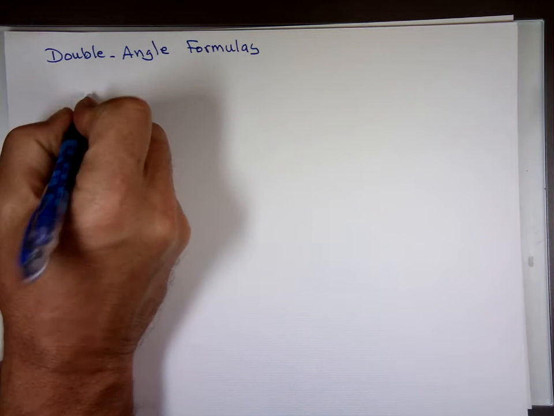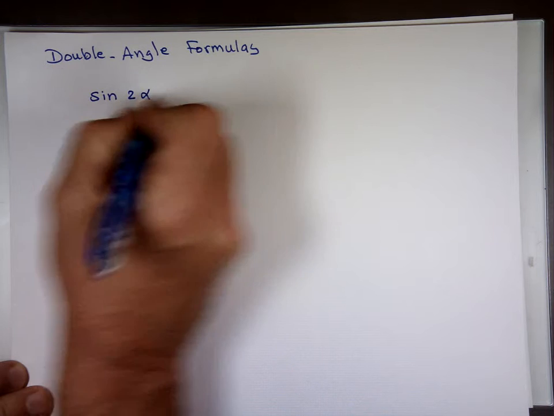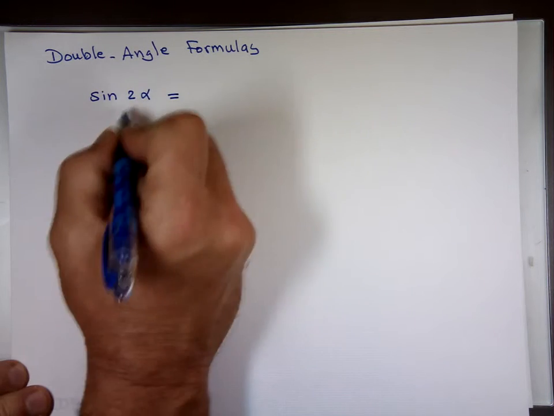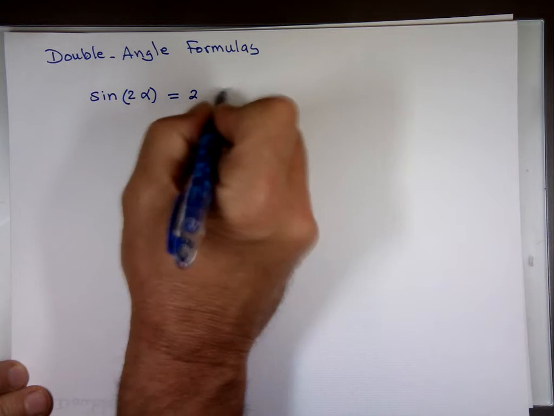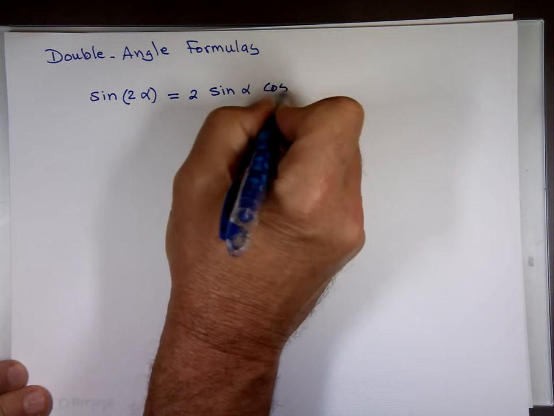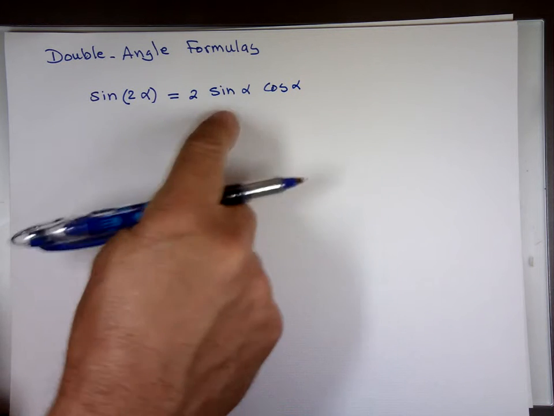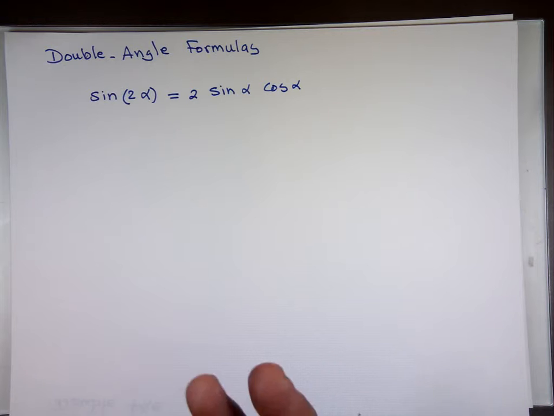The first one says sine 2 alpha. You can break it down. If you see, that's called double the angle, twice that number. You can break it down to 2 times sine alpha cosine alpha. I can tell you, I use this a lot. You'll see that today too when we start dealing with equations.